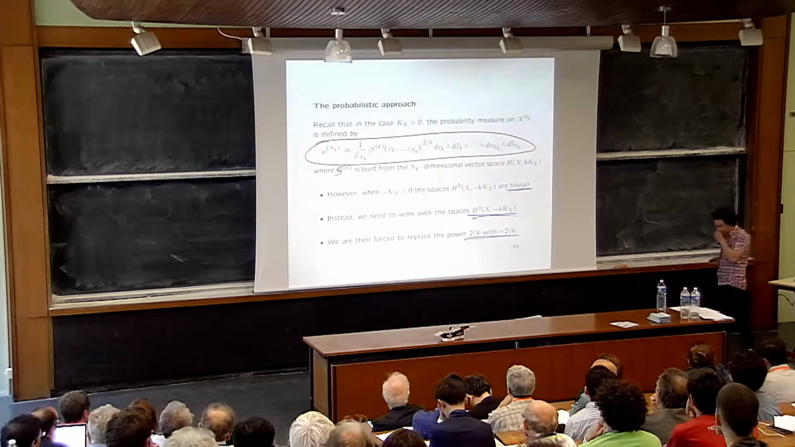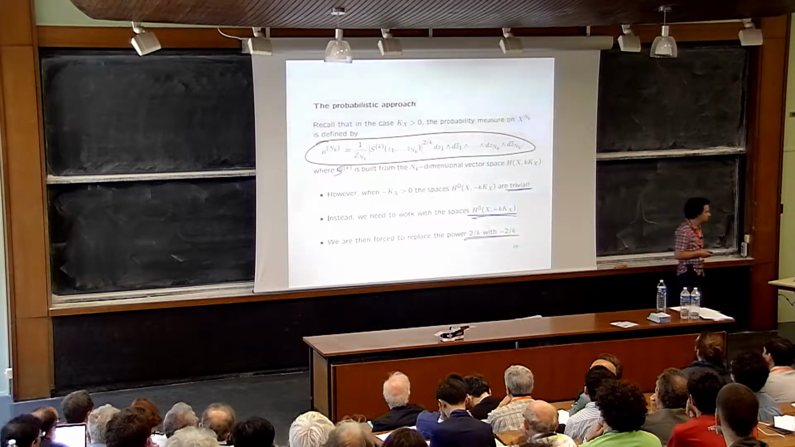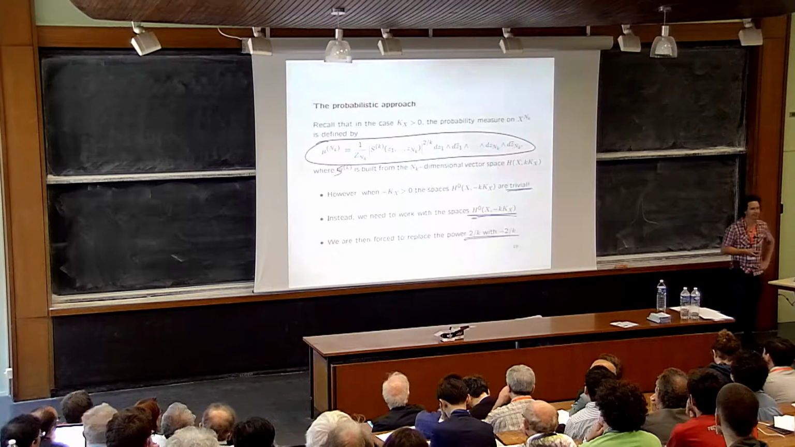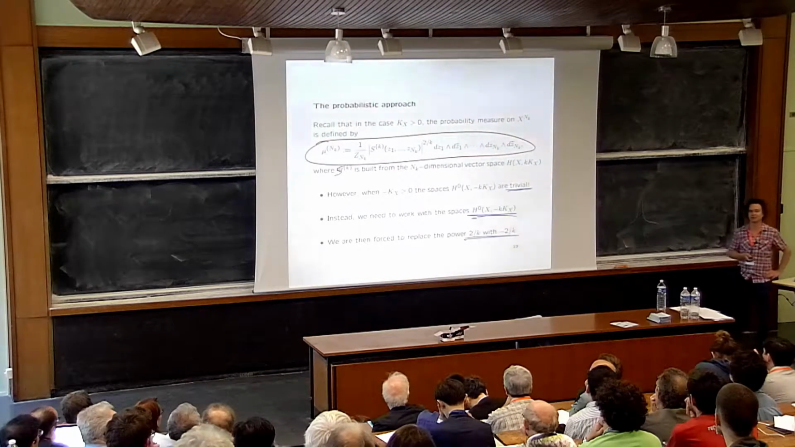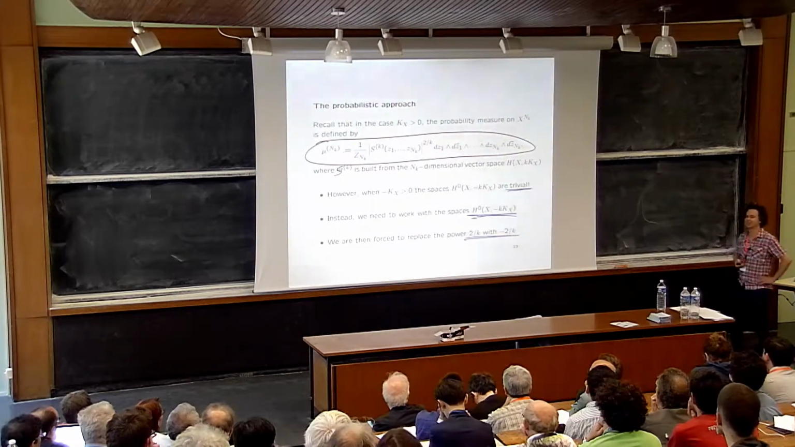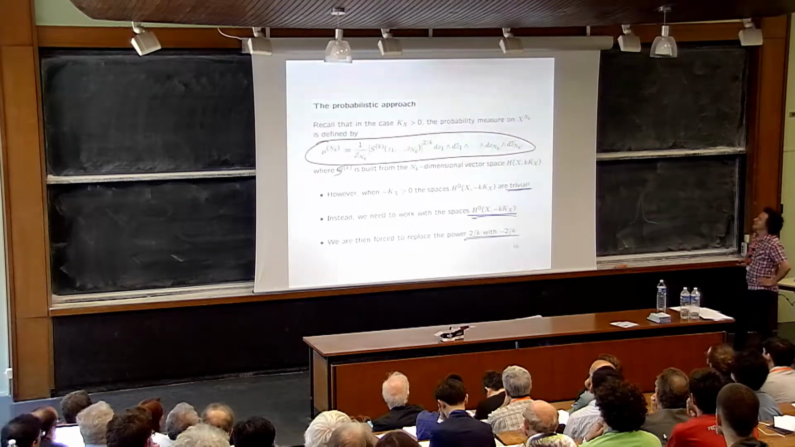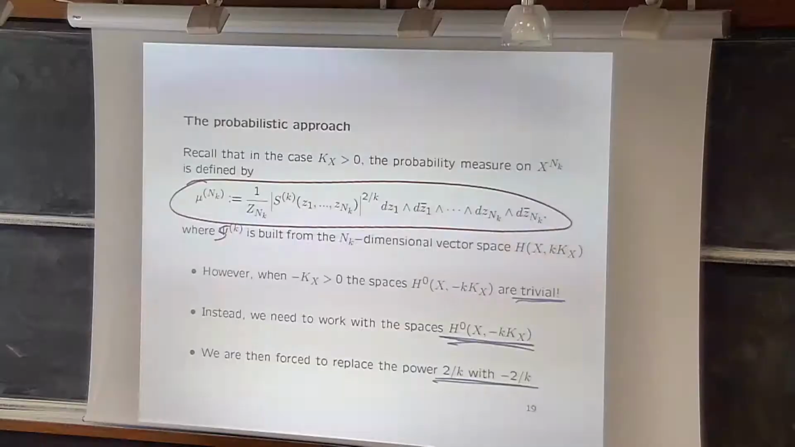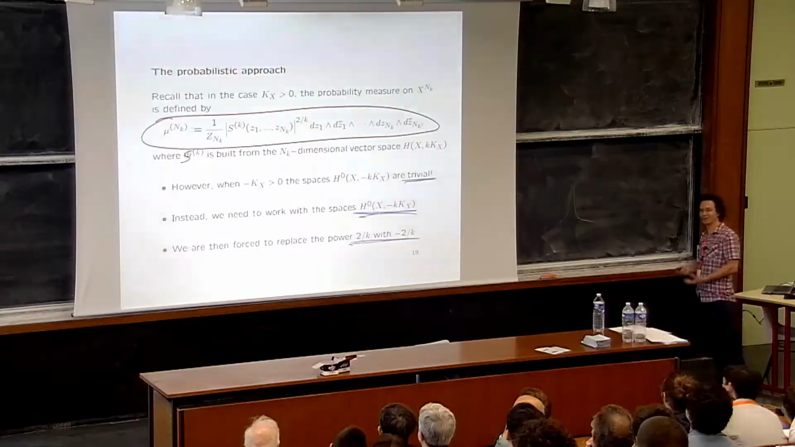So what about the probabilistic approach in the Fano case? Why change a recipe which had some success? Let's try everything again. So what did we do before? We wrote down this canonical probability measure, which was built from these vector spaces. Here's a typo. If you put back the plus here, then we cannot work with the space because it's trivial, because it's the anti-canonical bundle which is positive.